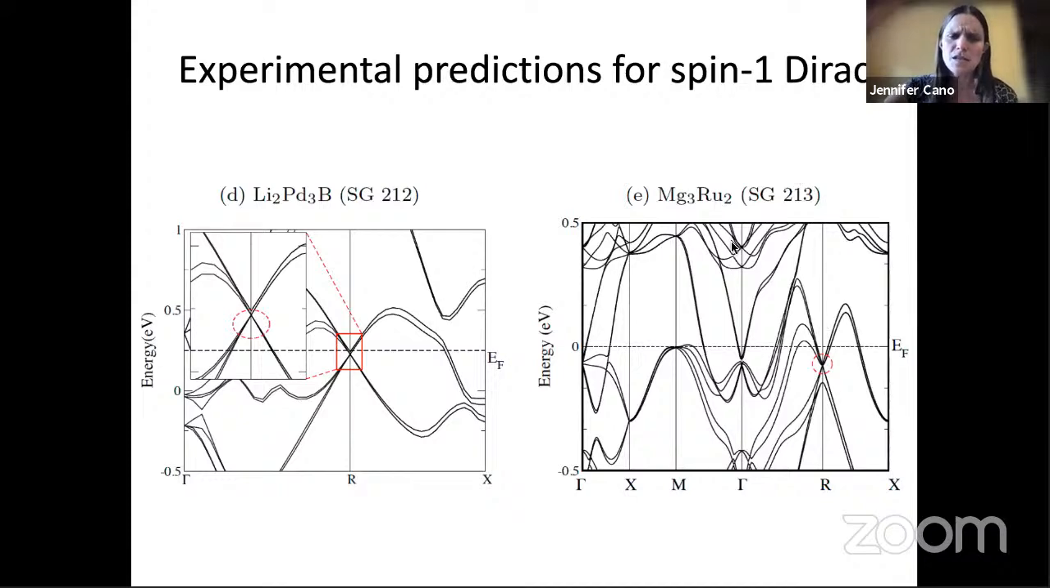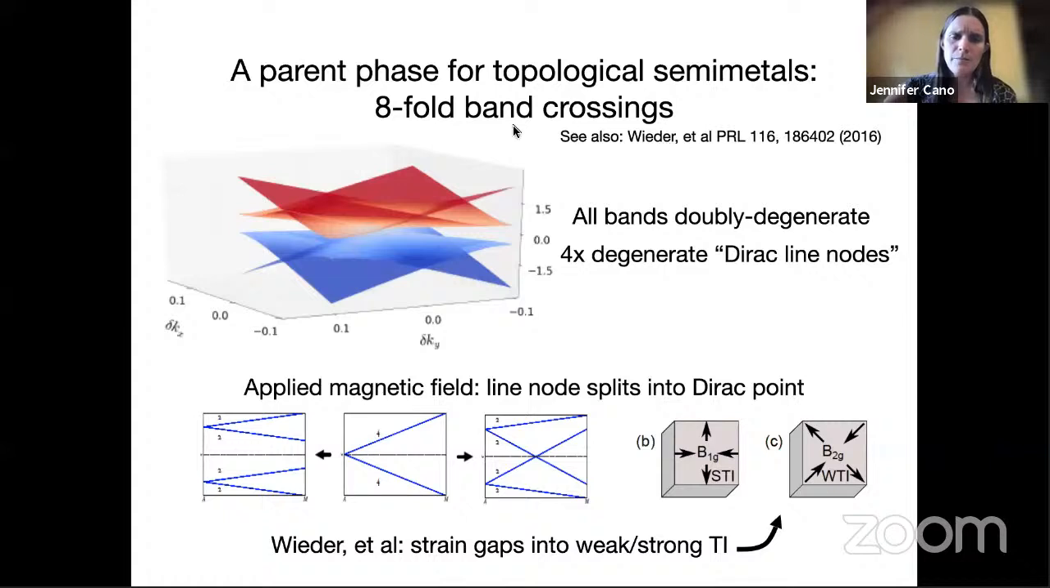These ones, I don't think there's been any observation of yet. And then the last one that I want to mention, I talked about 3-6, so how about I mention something about the eightfolds? You can also have eightfold band crossings. Here in this example, all the bands are doubly degenerate. In lines, they emanate away and have fourfold degeneracies.